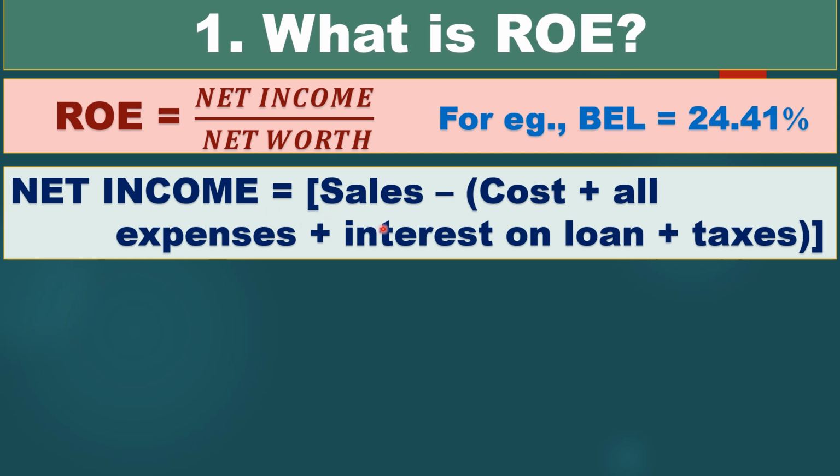See, what is net income? Net income is equal to total sales minus cost of goods plus all expenses, administrative expenses and other expenses, and interest, whether the company has borrowed a loan, interest on loan, plus taxes to be paid. So what is the net income? It is equal to sales minus cost of all goods plus all expenses, including administrative and other expenses, interest on loan plus taxes. Okay.